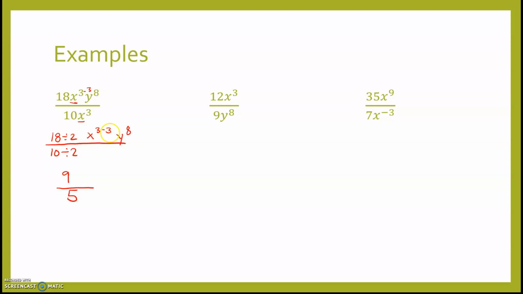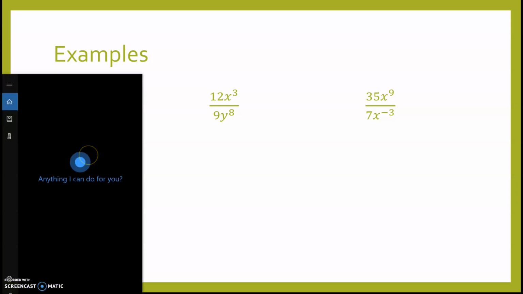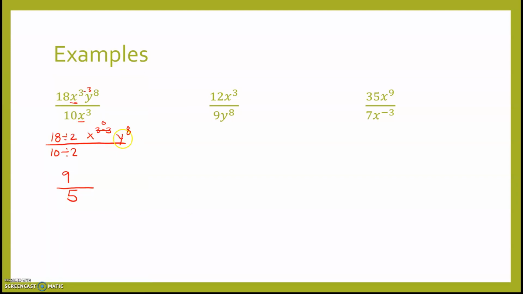What's 3 minus 3? 3 minus 3 is going to get you 0. That means that there are 0 x's left, and it actually tells you that it's got a value of 1. It does not have a value of 0. Anything to the 0 power has a value of 1. So this just is multiplied by 1. 9 times 1 is just 9, so we don't actually have to leave that in there. So what's left is just y to the 8th.